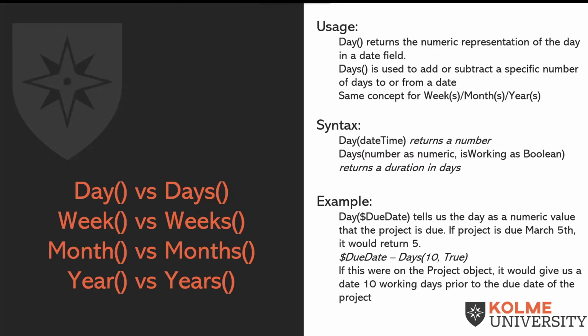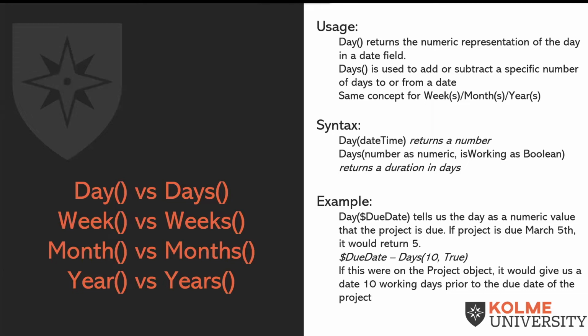Looking at the syntax, if you put day in front of a date time field, it will return a number. And that number will be the day of the date, right? That's right. If your variable is storing Christmas, then day will return 25. For days, you'll add a number first as the first parameter and true or false for the second parameter. The first parameter will determine how many days you're adding or subtracting from the date. And the true or false is telling Clarizen whether you want to include working days or just straight calendar days.